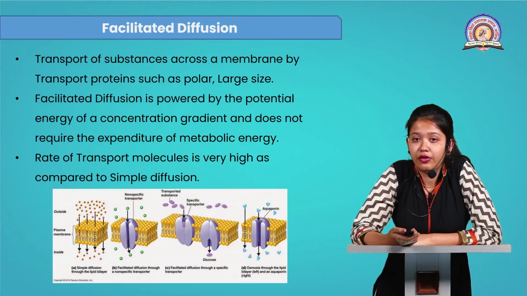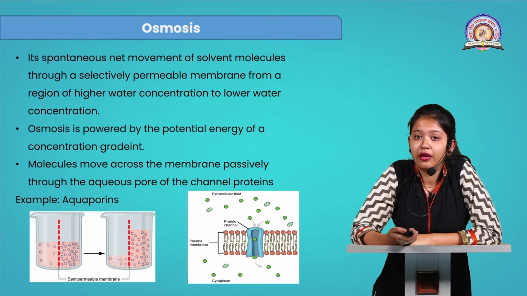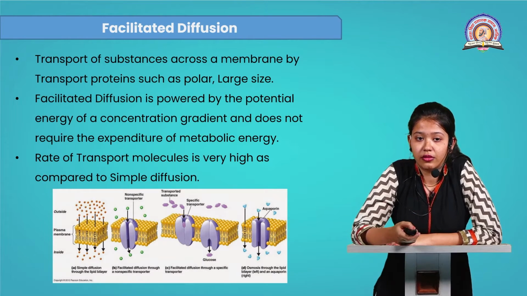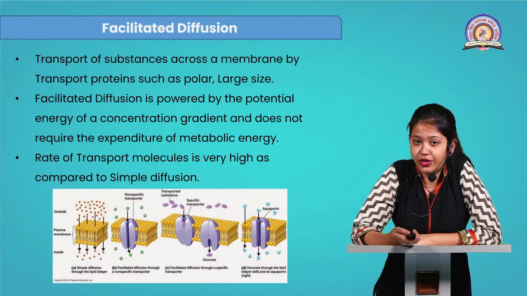In facilitated diffusion, transport of substances occurs across a membrane with the help of transporter proteins, and they carry out the transport of large polar molecules. Facilitated diffusion is powered by the potential energy of a concentration gradient and does not require the expenditure of metabolic energy. The rate of transport of molecules is very high as compared to simple diffusion.